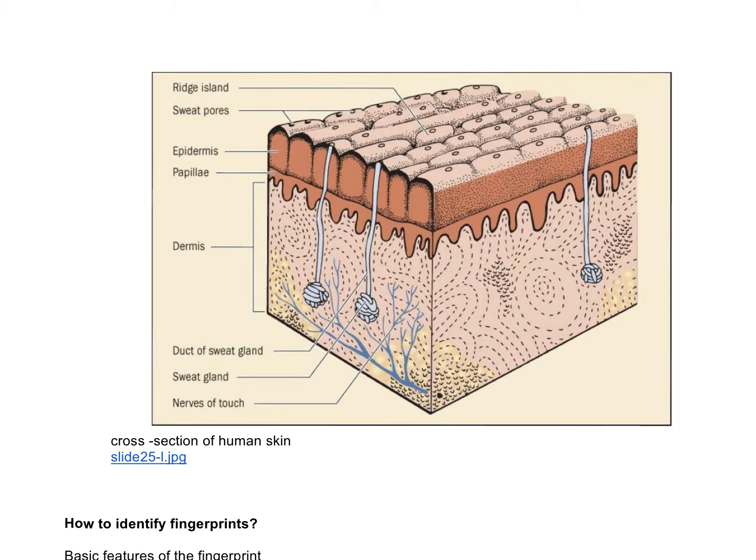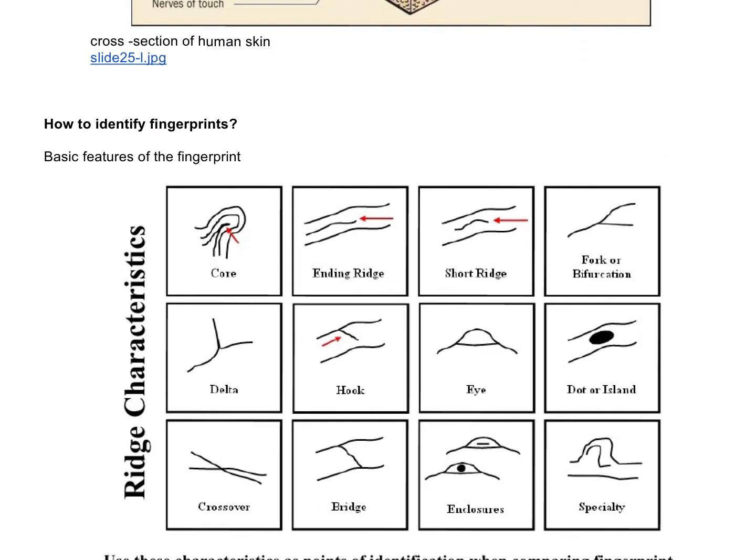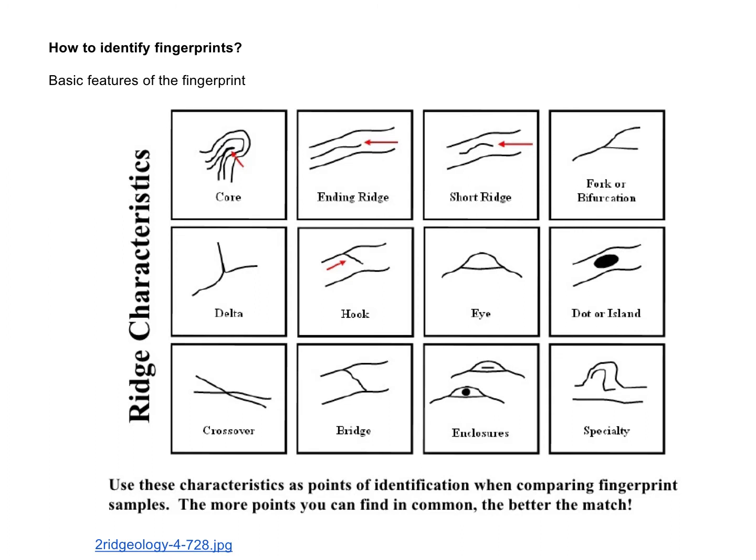Right, this is a diagram of a cross-section of human skin. This is where you will be able to see your fingerprint, the ridges and the grooves in between the ridges. Notice that it is connected to your sweat glands. Now, how do we identify fingerprints? These are some of the basic features of the fingerprint. These ridge characteristics are points of identification when comparing fingerprints. So the more points you can find in common, the better the match. Let's go through some of these basic ridge characteristics.